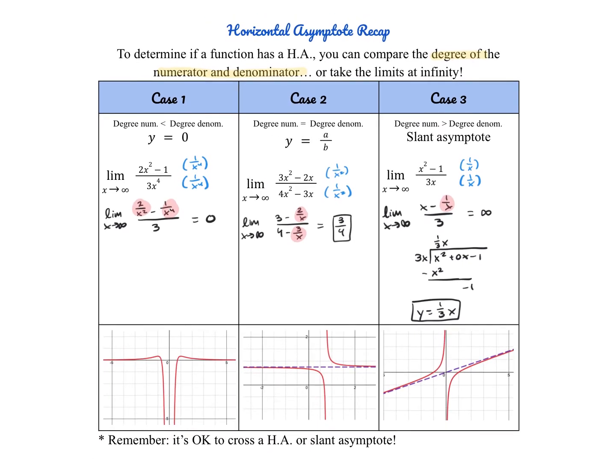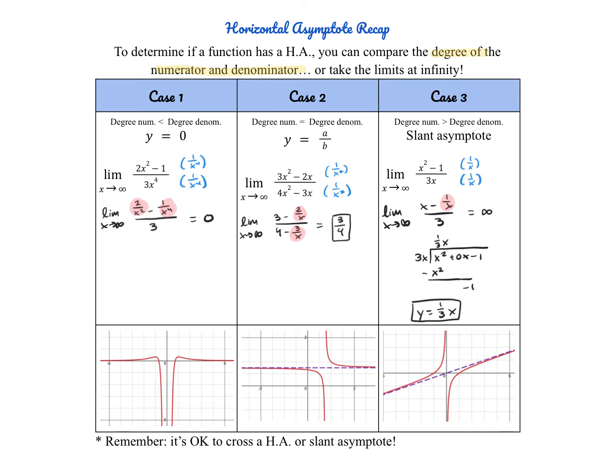And then just an additional reminder that while it is never okay to touch or cross a vertical asymptote, it is completely fine to cross or touch a horizontal asymptote or a slant asymptote. It's very common for the graphs to cross over, maybe once or even multiple times, but eventually they will approach the asymptote as x approaches positive or negative infinity. But again, horizontal asymptotes just describe end behavior. So what's happening in the middle, it could cross a bunch of times, but towards the end it will eventually approach. So it is okay to cross a horizontal or slant asymptote.